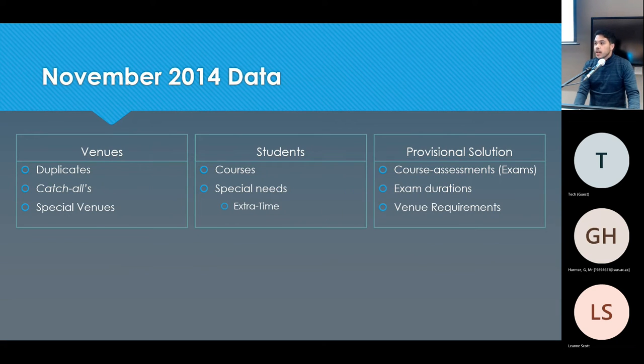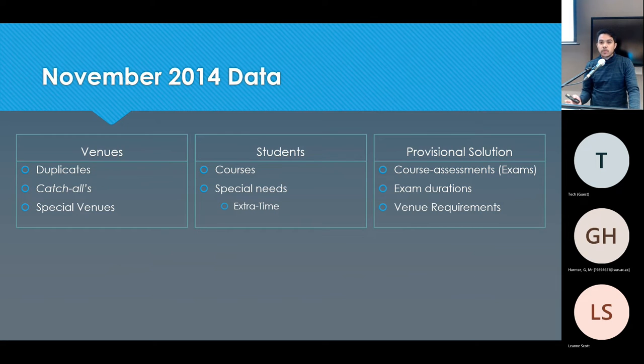So the actual data that I was able to receive from the examinations office was for the 2014 November examination period. We just chose this because we wanted something pre-COVID, and obviously the further behind the data is, the fewer problems you have, because you know that all these students have left the university by now. So that's the point. I received three data sets. The first data set had to do with the venues, so we're looking at what venues are available when in scheduling, and their capacities.